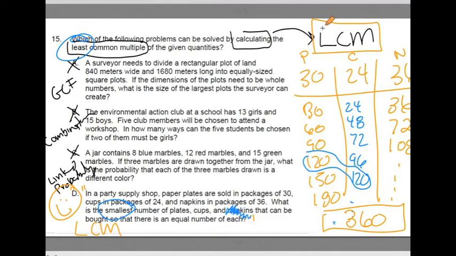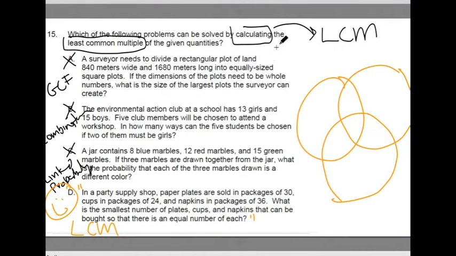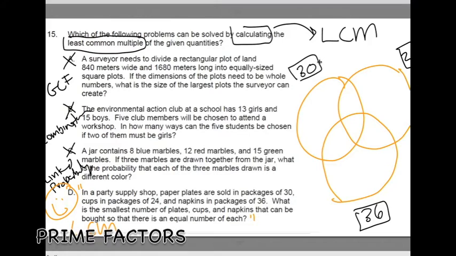So when calculating least common multiple, if it's just two numbers, do the list strategy. But if you're doing least common multiple calculations, like in the 1 and D, the list strategy is not going to work. So let's do the Venn diagram strategy. When calculating the least common multiple of three numbers like 30, 24, and 36, we create a Venn diagram that looks like this. And we're going to take each one of these numbers or quantities here, and we're going to identify their prime factors that multiply to get to them.